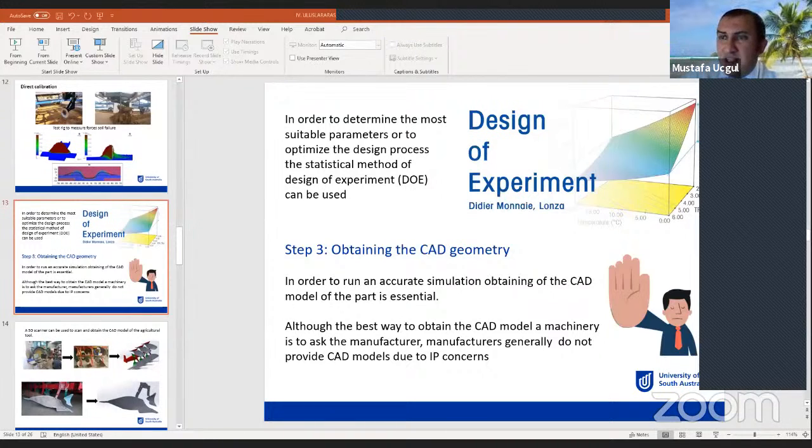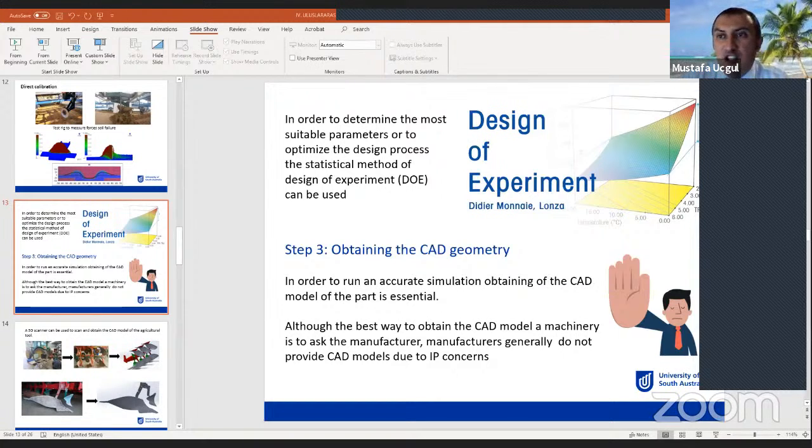After that, we can use the statistical method of design of experiment to get the right numbers. After determining the numbers and creating our soil bin or the material factory, what we should do is to obtain the CAD geometry of the part.